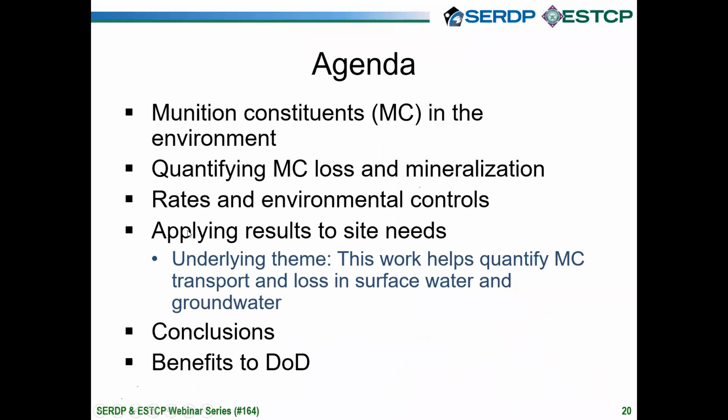So this is the roadmap for my talk here. And as I go through it, what I'd like you to do is just keep in mind this underlying theme that all of the different aspects of this work that I talk about are really designed to help quantify or get better estimates of what munitions constituent transport and specifically losses are under pretty realistic conditions across a range of different kinds of environments that you're likely to encounter.